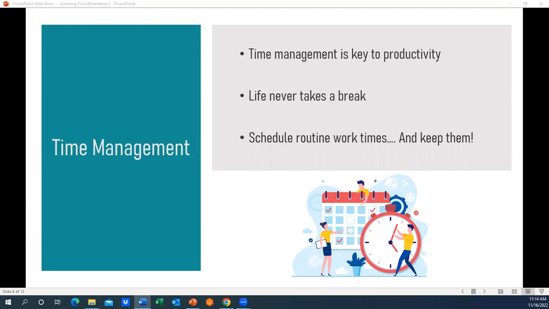And life never takes a break. My second point here, and we know this too, right, is that there's always something going on. It's life. It's always like a little minor emergency, or something that needs to be done ASAP, or just things that are always in your life that need to be done, right? Life doesn't take a break. So you're going to have to schedule time to work on your dissertation in your life. So that's why I say schedule routine work times and meet them. It's the best way to make consistent progress.